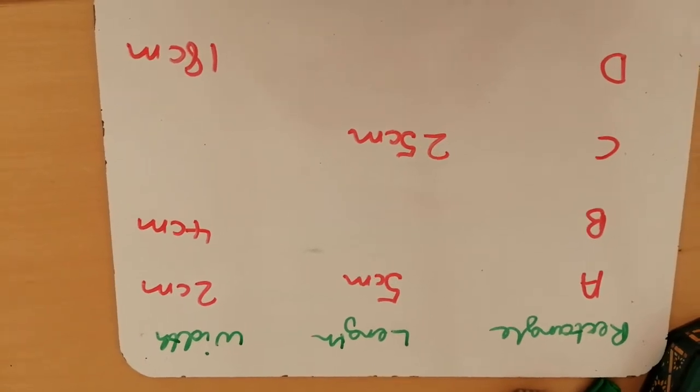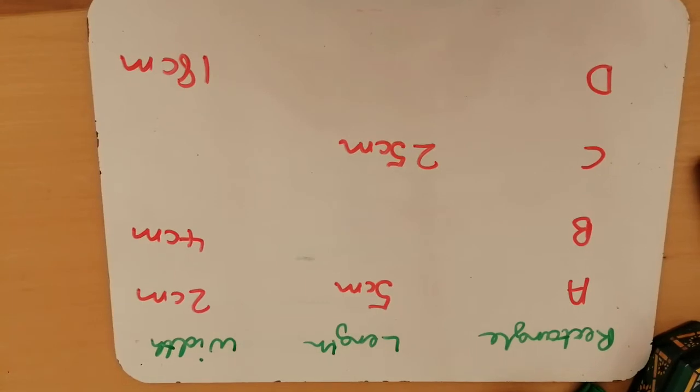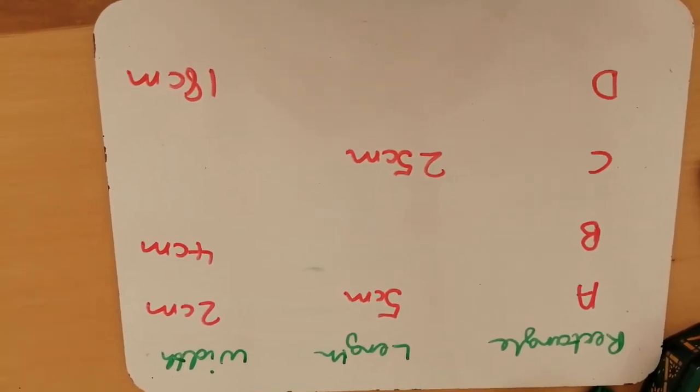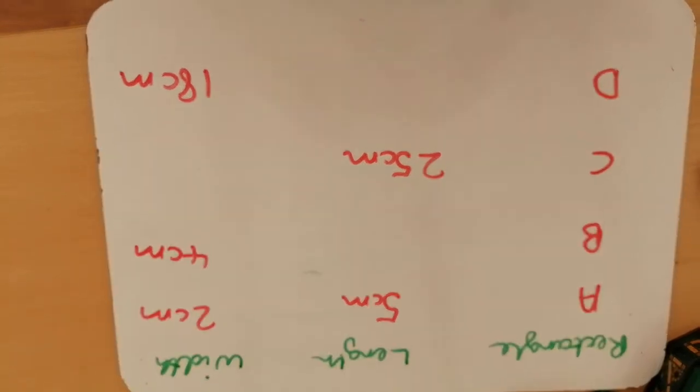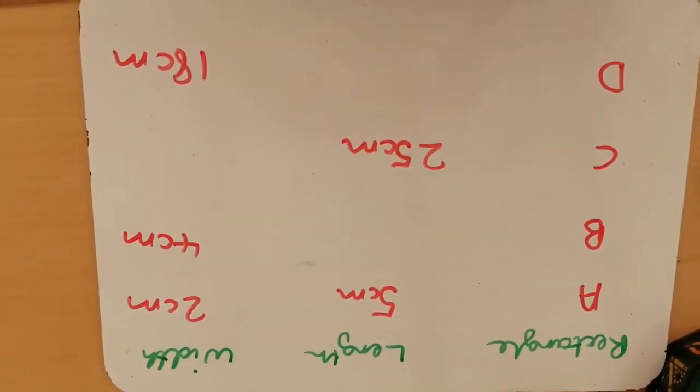In the previous example, those rectangles A and B are known as similar to each other, which means that they have the same angles. And it also means that one is an exact enlargement of the other.